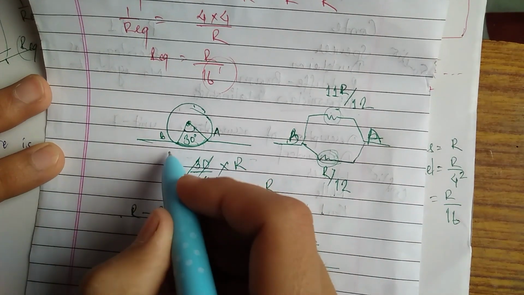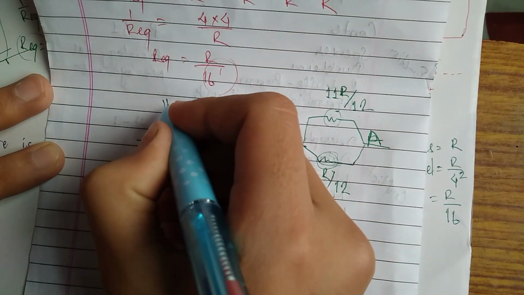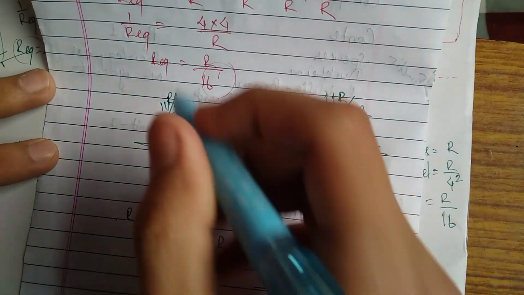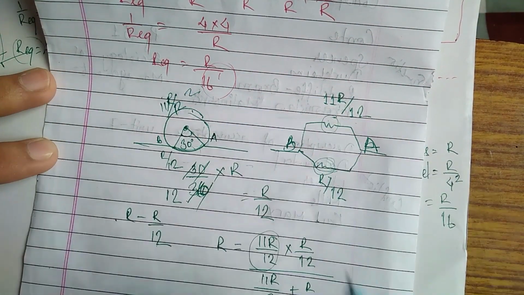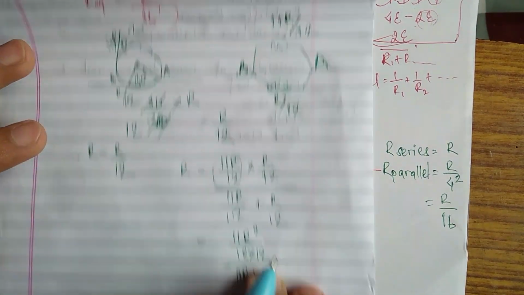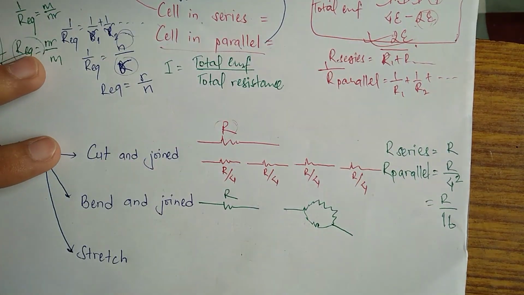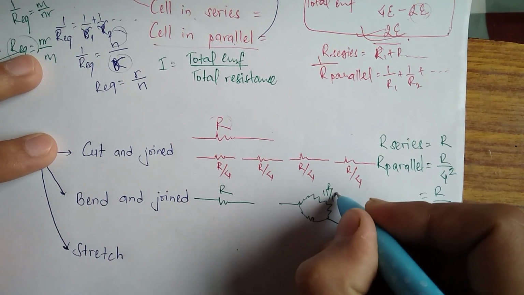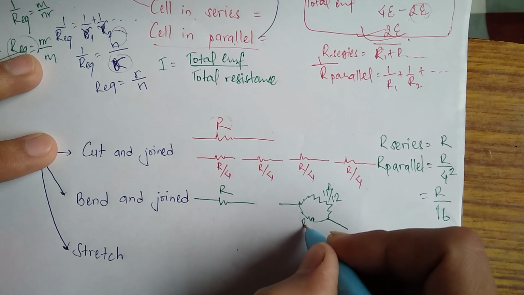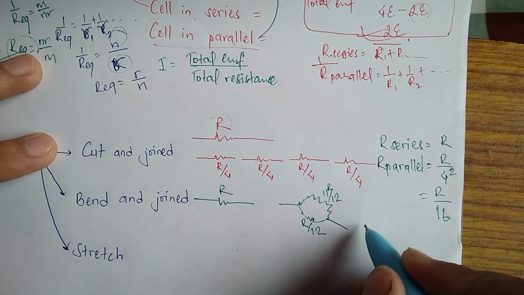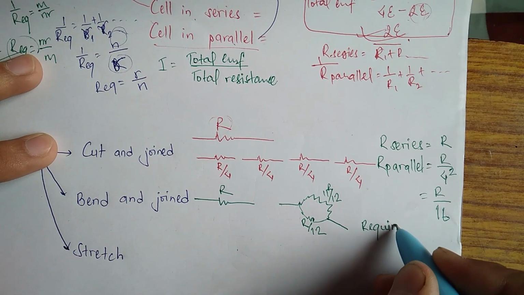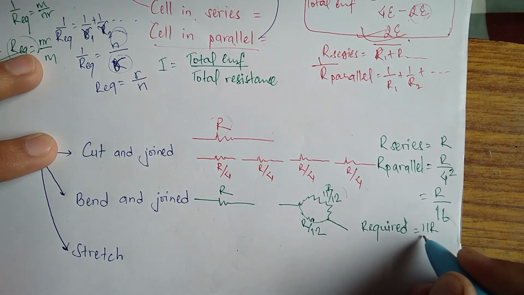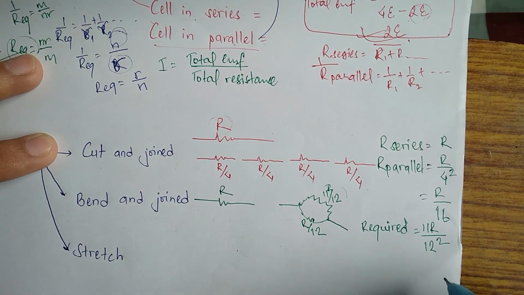First you find this as R by 12 and this as 11R by 12. Then the required answer has the square of the downside. If this part is 11R by 12 and this part is R by 12, then the required answer is 11R over 12 square.